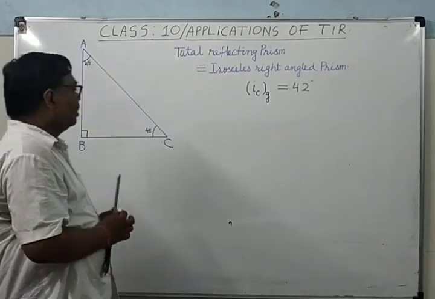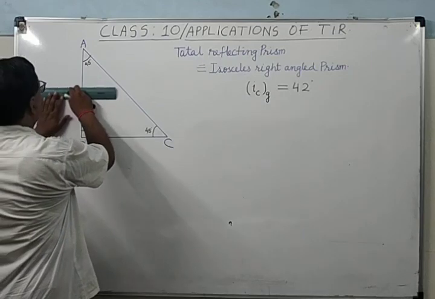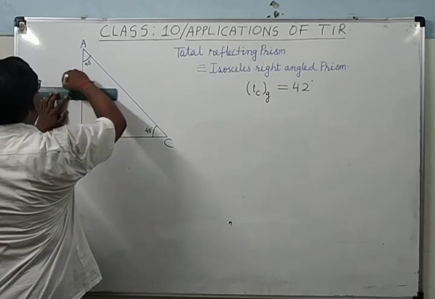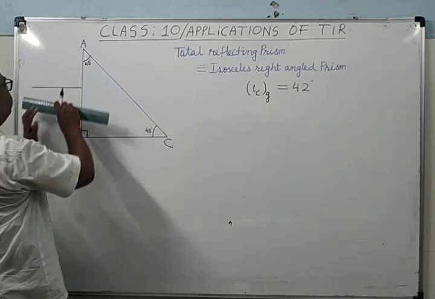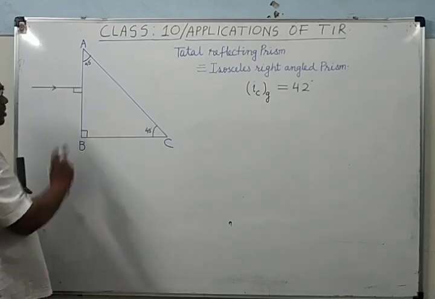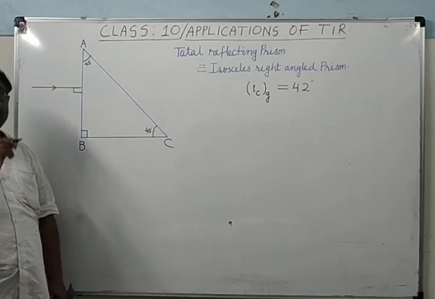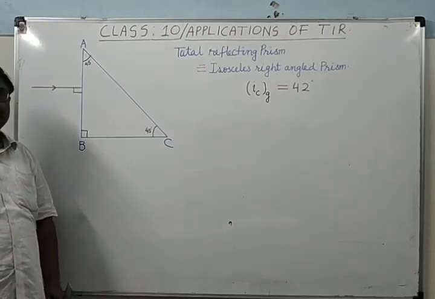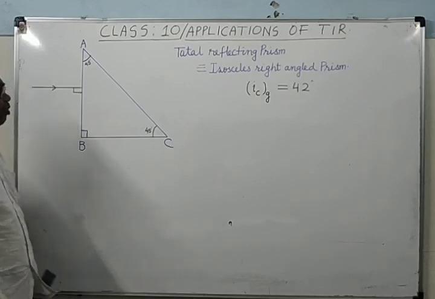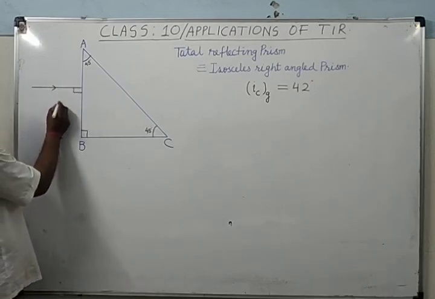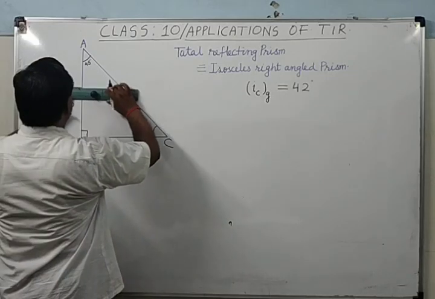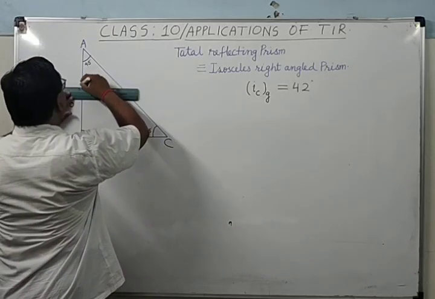You can see here, this is a ray of light, which we have named PQ. It is falling perpendicularly to the surface AB. So what will happen? It will pass undeviated, because as I have already told, if the ray of light falls perpendicularly to the surface separating both media, it will go undeviated. There will be no bending, there will be no refraction. What is the angle of incidence here? i will be equal to 0 degree. The ray of light will go undeviated.